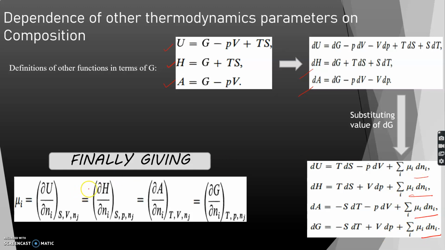So finally, we can conclude that this mu i is not just the change in Gibbs free energy with respect to change in number of moles, but can also be given as the change in internal energy with respect to change in number of moles, or the change in enthalpy with respect to change in number of moles, or the change in Helmholtz free energy with respect to change in number of moles, where the other terms are kept constant.